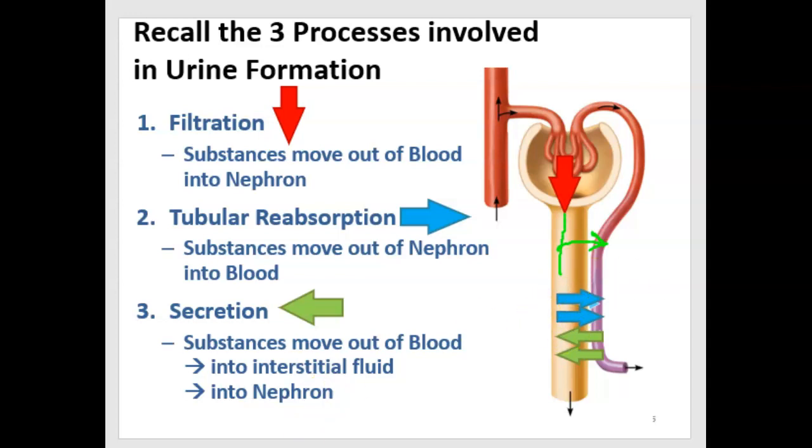The last process, tubular secretion or just secretion, is when substances move from the blood to the interstitial space and then into the nephron tubule. So this is a way of getting rid of substances that were in the bloodstream or in the interstitial fluid in a method other than filtration, something that wasn't filtered out but needs to be pumped into the nephron to become part of urine.